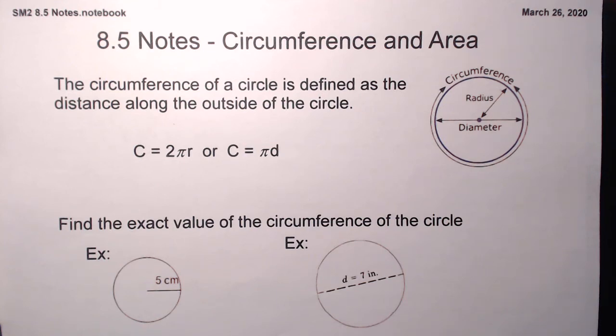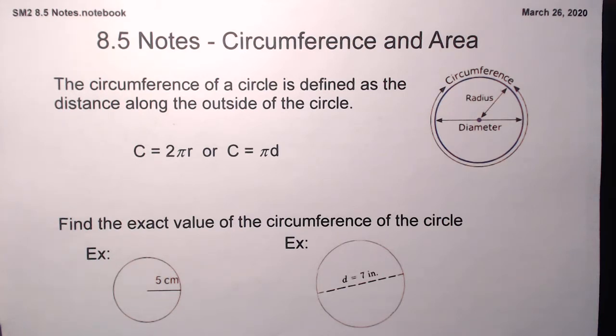This is 8.5, circumference and area. Now, in previous years, you have gone over the circumference and area formula. We're going to expand on that, but we are going to review. So, the circumference of a circle is defined as the distance along the outside of the circle.